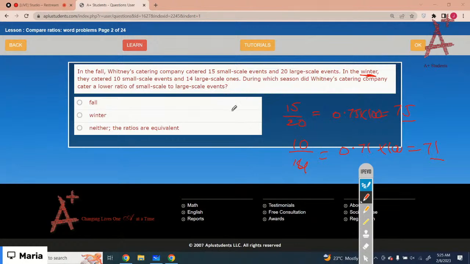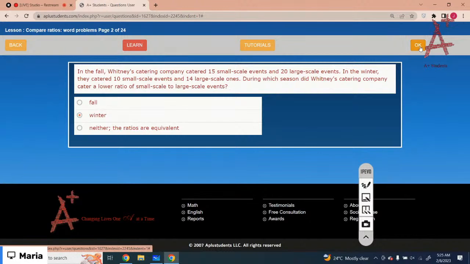So the correct option is winter. In the winter you have the lower ratio of small to large. So the correct option is winter. Just select the correct option, then click on the OK button.